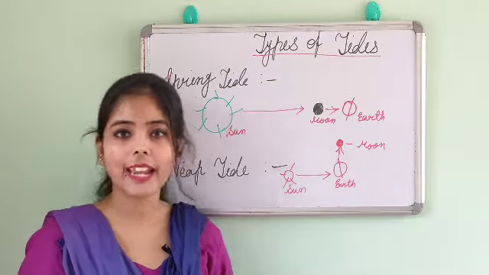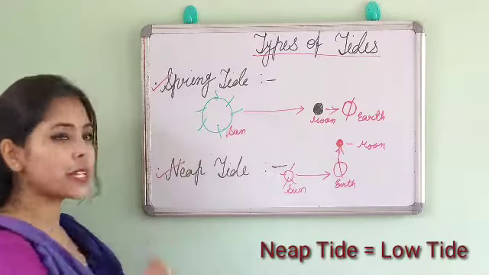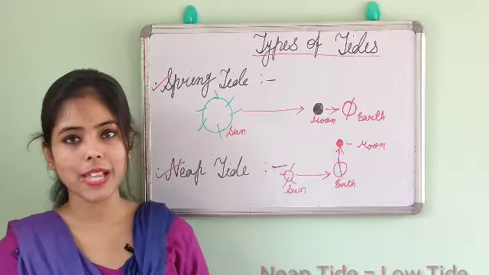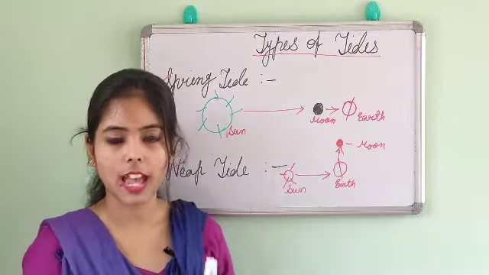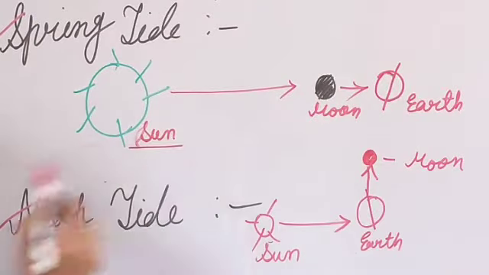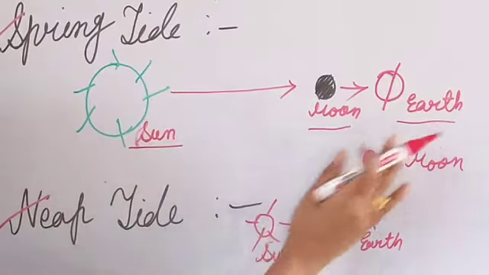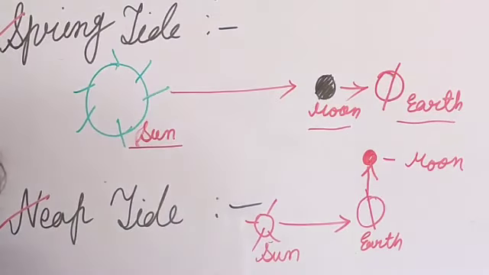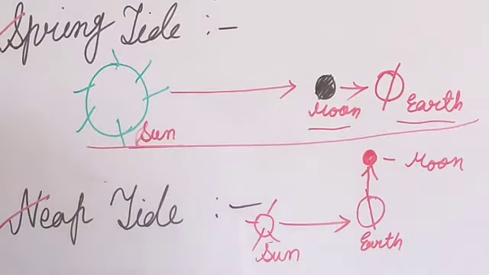Now spring tide and high tide, both of them are the same, and neap tide and low tide, both of them are the same. So first just look into the position. After that I'll explain it. See here, what is the position? Sun, moon and earth. These three heavenly bodies, they are in one single line, right? They all are in one single line.